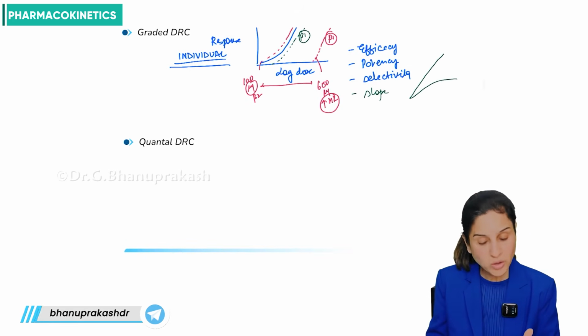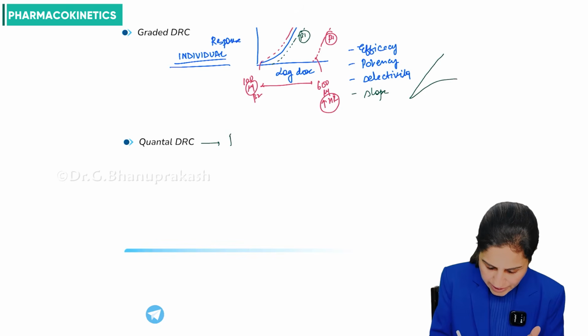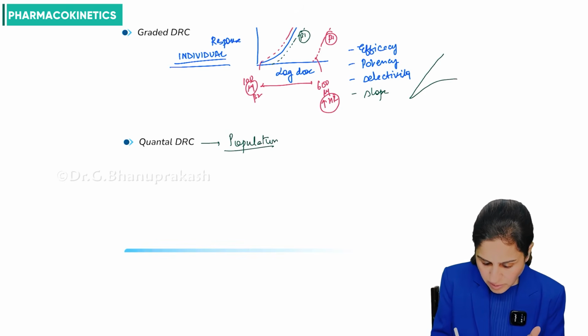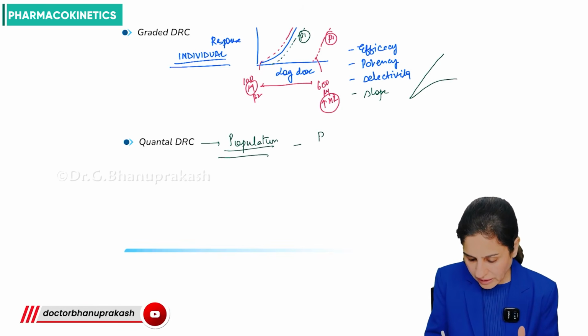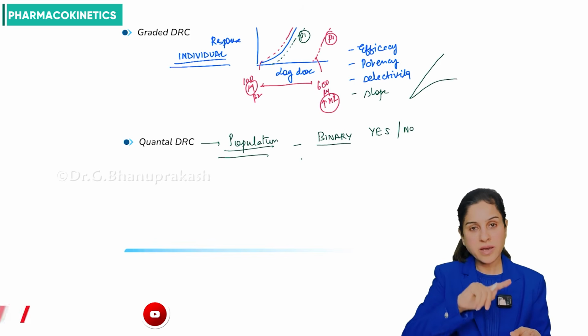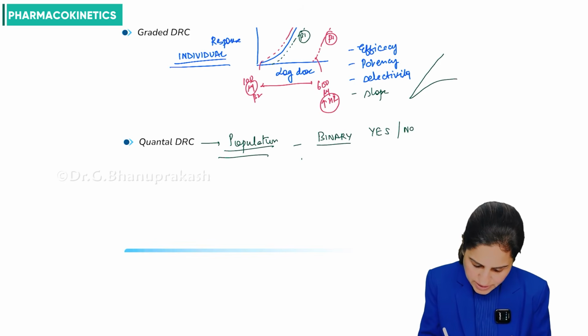But the quantal dose response curve is studied in a population. So that was in an individual, this is in a population. And usually it is a binary response, a yes or no response. So either the drug is producing the effect or the drug is not producing the effect. For example, sedation.